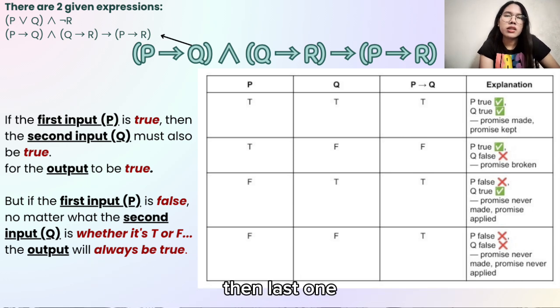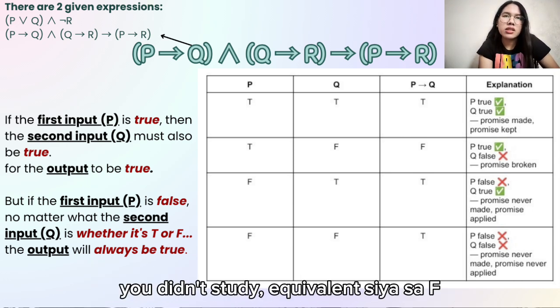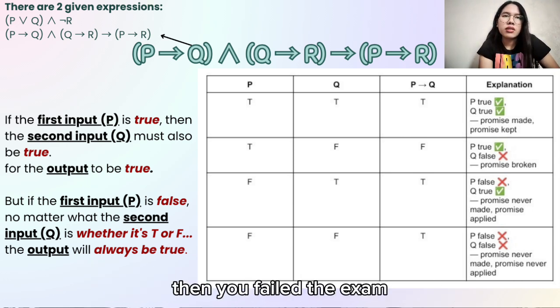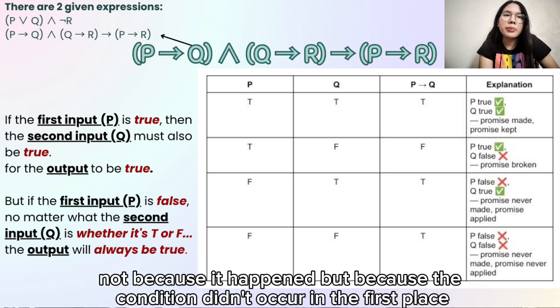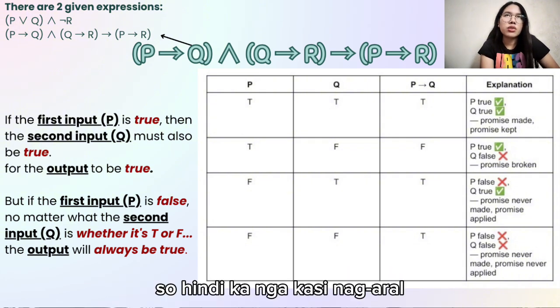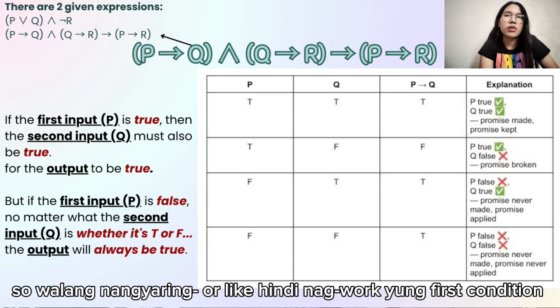Then, last one, you didn't study. Equivalent siya sa F. Then, you failed the exam. So, ang magiging output niya is true. Kasi, automatically considered true in logic. Not because it happened, but because the condition didn't occur in the first place. So, hindi ka kasi nag-aral. So, walang nangyaring, or like hindi nag-work yung first condition.